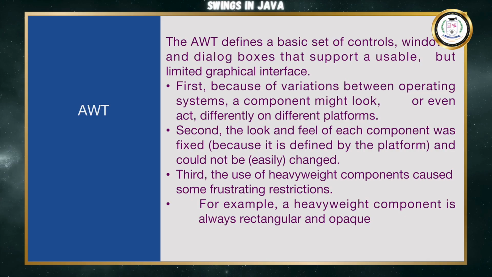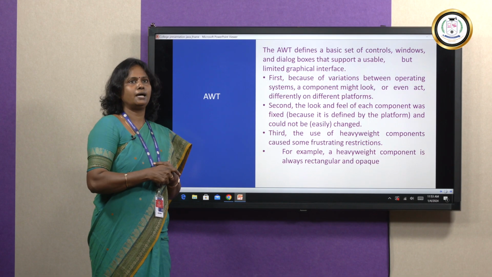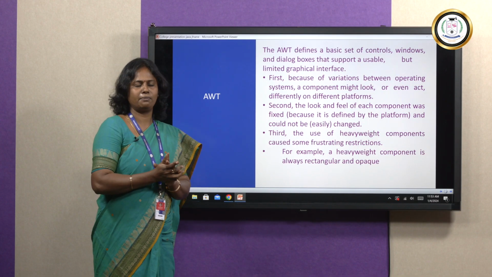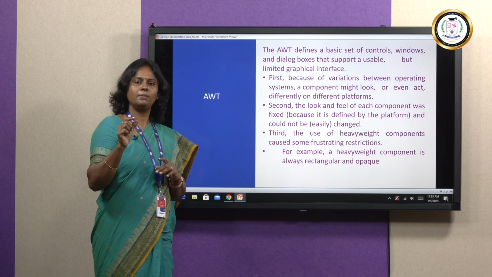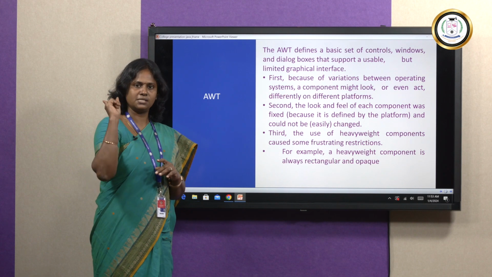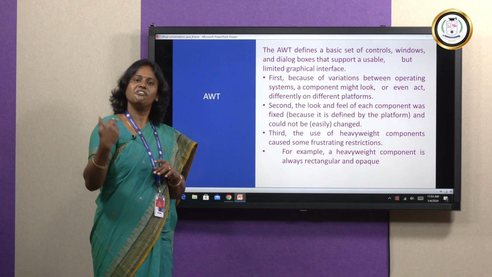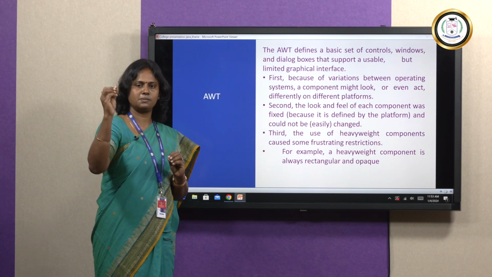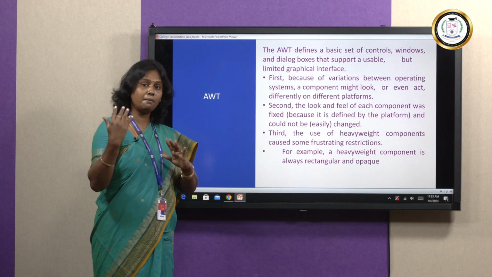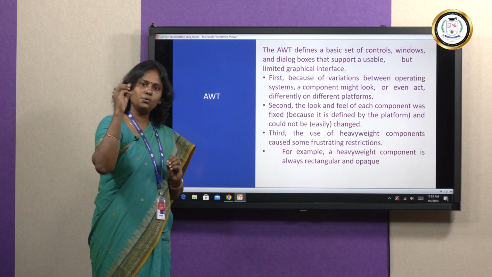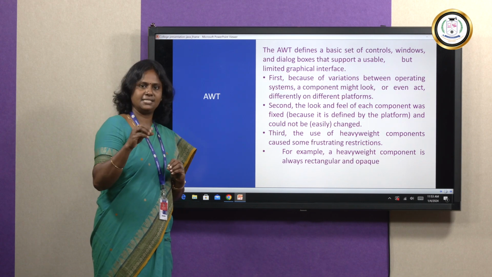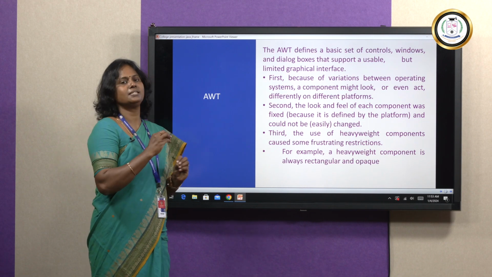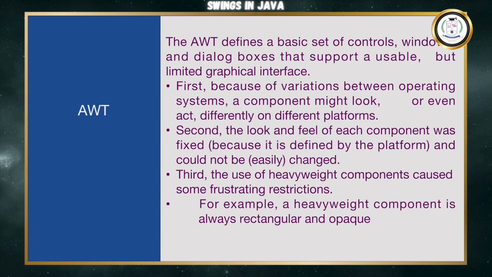What is the third one? It is heavyweight components. What is the meaning of components here? Take the example of a login form. In the login form, you have two options: one is a username, the second one is a password. Finally, you can click the button. After the button is clicked, your username and password should be verified in the back-end process. So the username that you enter is called a component in Swing. The components are heavyweight. What is the meaning of heavyweight?